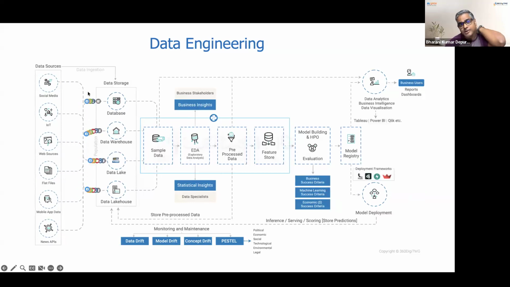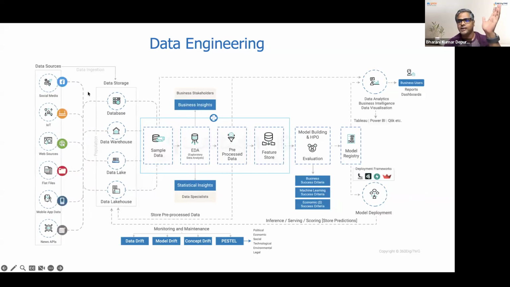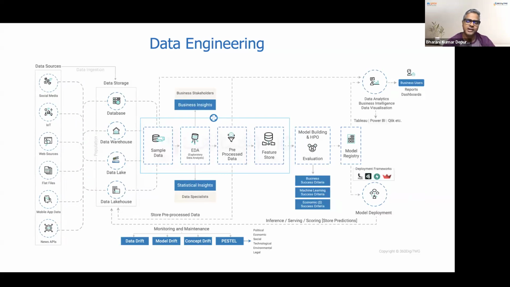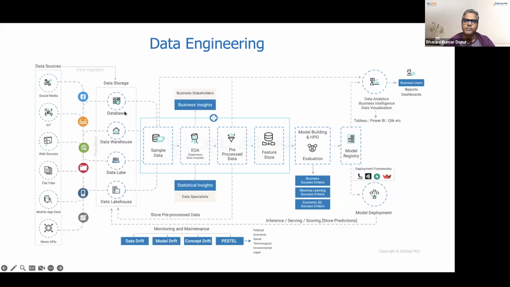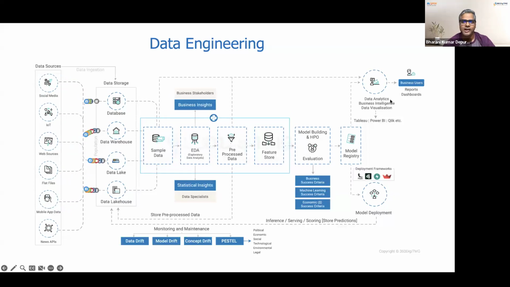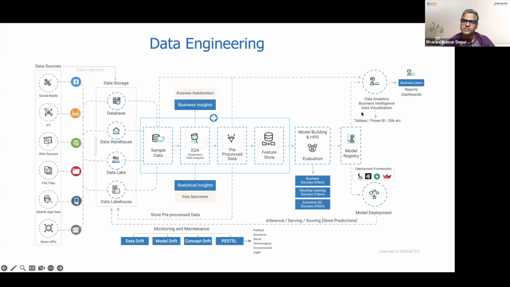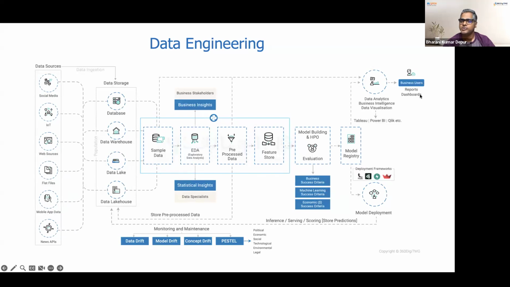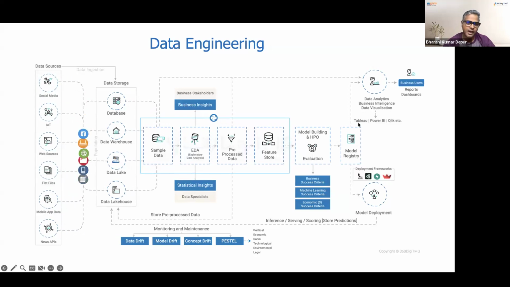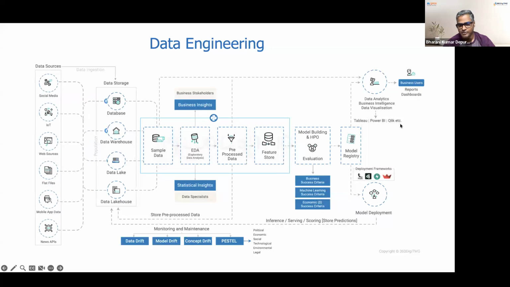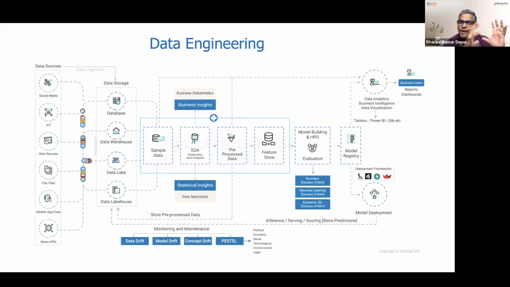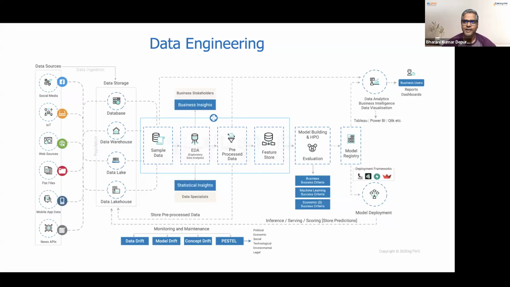This part is called data engineering, getting the data from different sources into the storage system. And once you get the data, you perform data analytics. Data analytics or business intelligence or data visualization all mean the same. You end up creating reports and dashboards using Tableau, Power BI, or Qlik. So once you have the data, only then can you do any analytics.